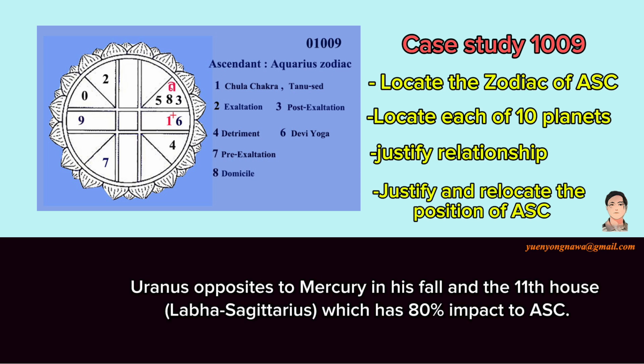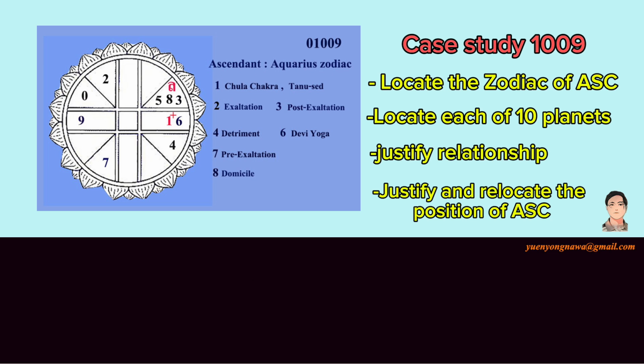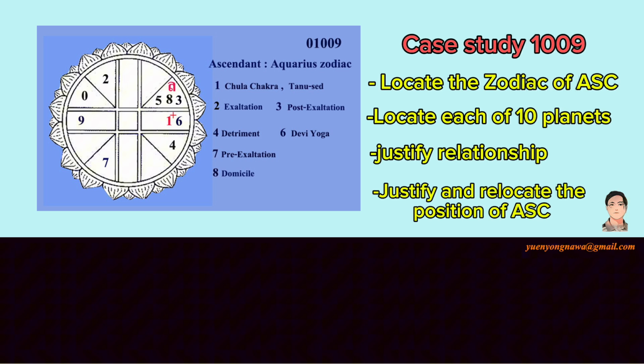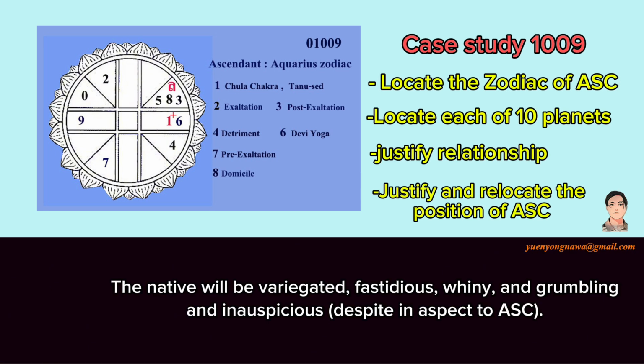Uranus opposites to Mercury in his fall and the 11th house, Labha, Sagittarius, which has 80% impact to ASC. Uranus will enhance bad quality of Mercury. The native will be variegated, fastidious, whiny, and grumbling and inauspicious, despite in aspect to ASC.